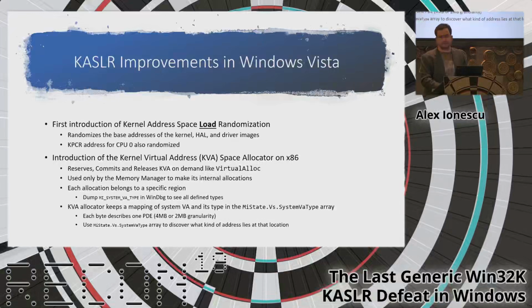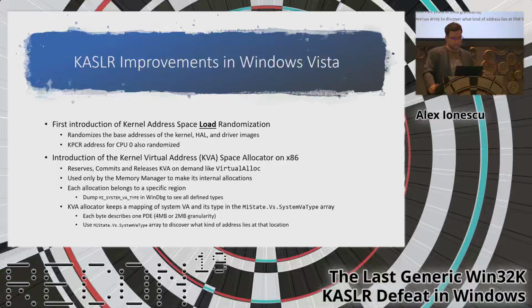But interestingly, if you look at the acronym, it doesn't say kernel address space layout randomization. It says kernel address space load randomization. So that basically tells you that they're randomizing load addresses, but they're not necessarily randomizing all the layout. So what that means is they're going after the base address of the kernel, the HAL, the drivers, and one or two data structures. Now, on 32-bit, the problem was even worse, because not only did we not have kernel address space randomization, but the regions of memory were actually fixed in Windows Vista.